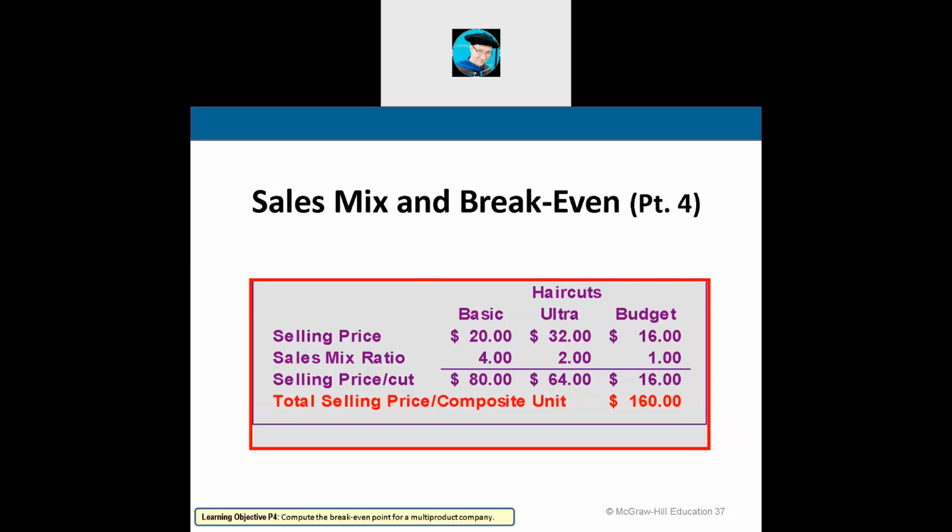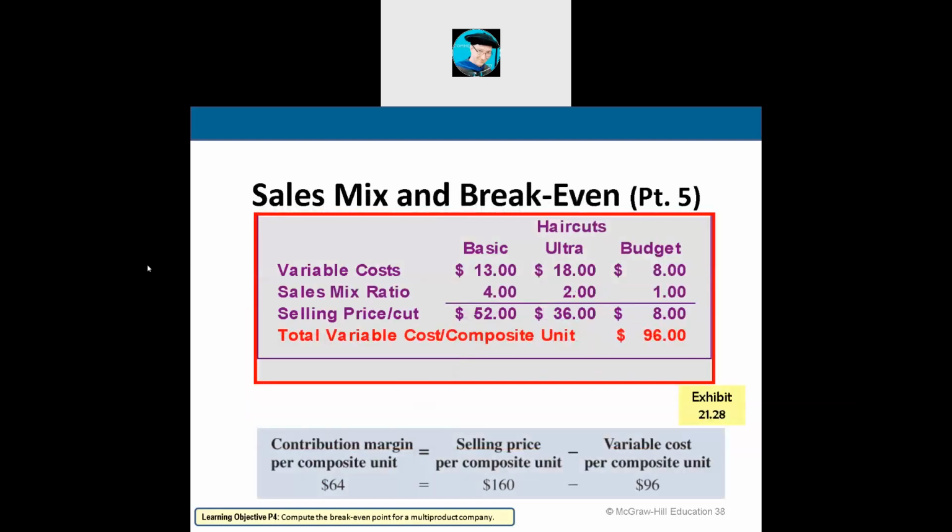So I can find the sales mix in terms of using this method by taking the total selling price of each product divided by the composite unit to get the mix, the sales mix. It gets more complex than that, but to find the contribution margin per composite unit, we take the sales price per composite unit minus the variable cost per composite unit.